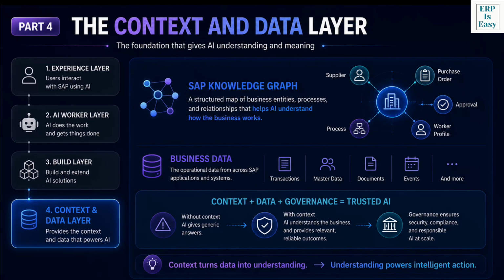Of course, this layer isn't just about context, it's also about trusted business data. Because even the smartest AI won't be useful if it's working with bad data. That's why SAP talks so much about data quality, governance, and business context. Without context, AI gives generic answers. With context, AI can provide useful business outcomes. And that's what SAP is trying to achieve.